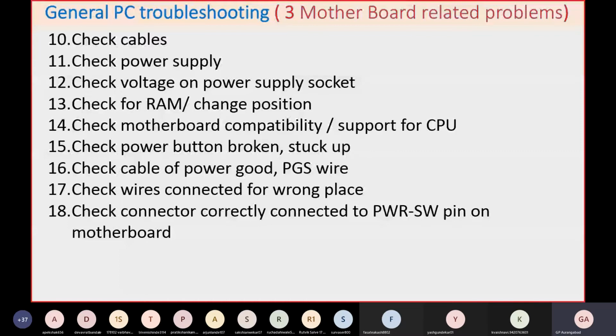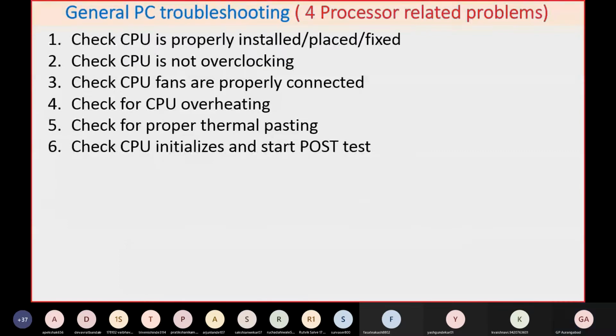What are the problems related to the processor? You have to check that the CPU is properly installed, that is properly placed or properly fixed. Your CPU should be properly inserted, with its pins fixed. Most of the time now we will find all the CPUs are horizontal CPUs, normally with a chip socket, that is a zero insertion force socket. You can place it properly, and you have to check whether it is proper or not.